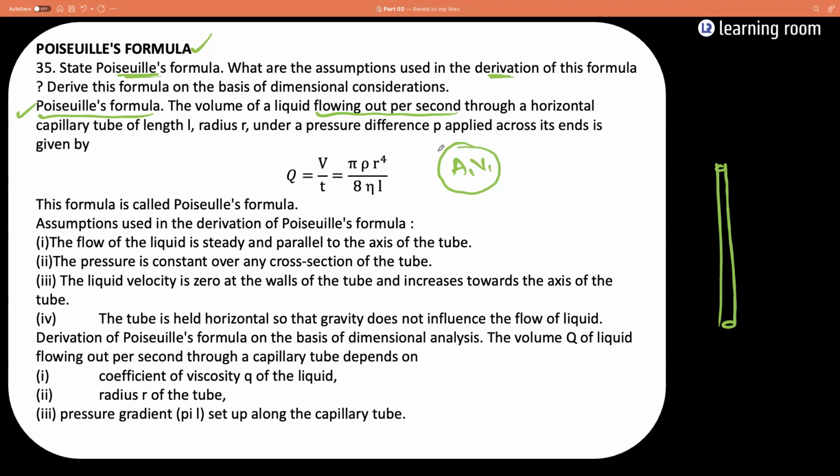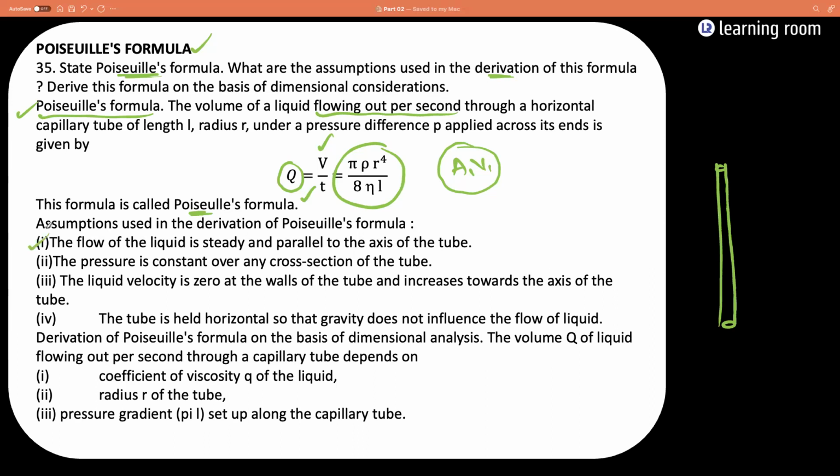So here you have a capillary tube. The volume of the liquid flowing out per second through a horizontal capillary tube of length L and radius R under a pressure difference P applied across its ends is given by Q, the amount of volume flowing per unit time, Q = pi P R^4 / (8 eta L). This formula is what is called Poiseuille's formula. There are certain assumptions, that's a different story.